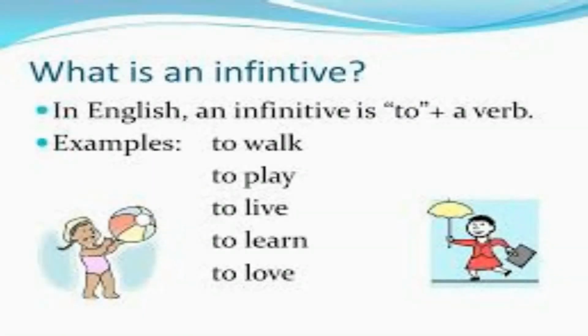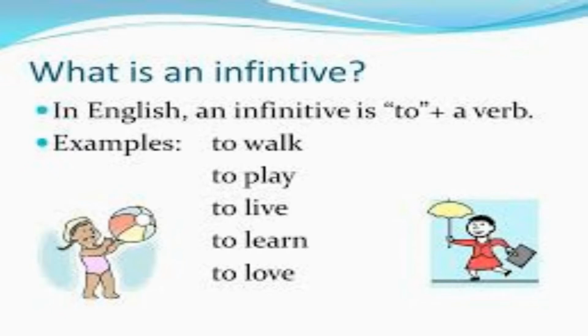Next is the infinitive, and the question: what is an infinitive? In English, an infinitive is to plus a verb. Examples: to walk, to play, to live, to learn, and to love. So an infinitive simply means the verb when it's not conjugated, the verb as it is.